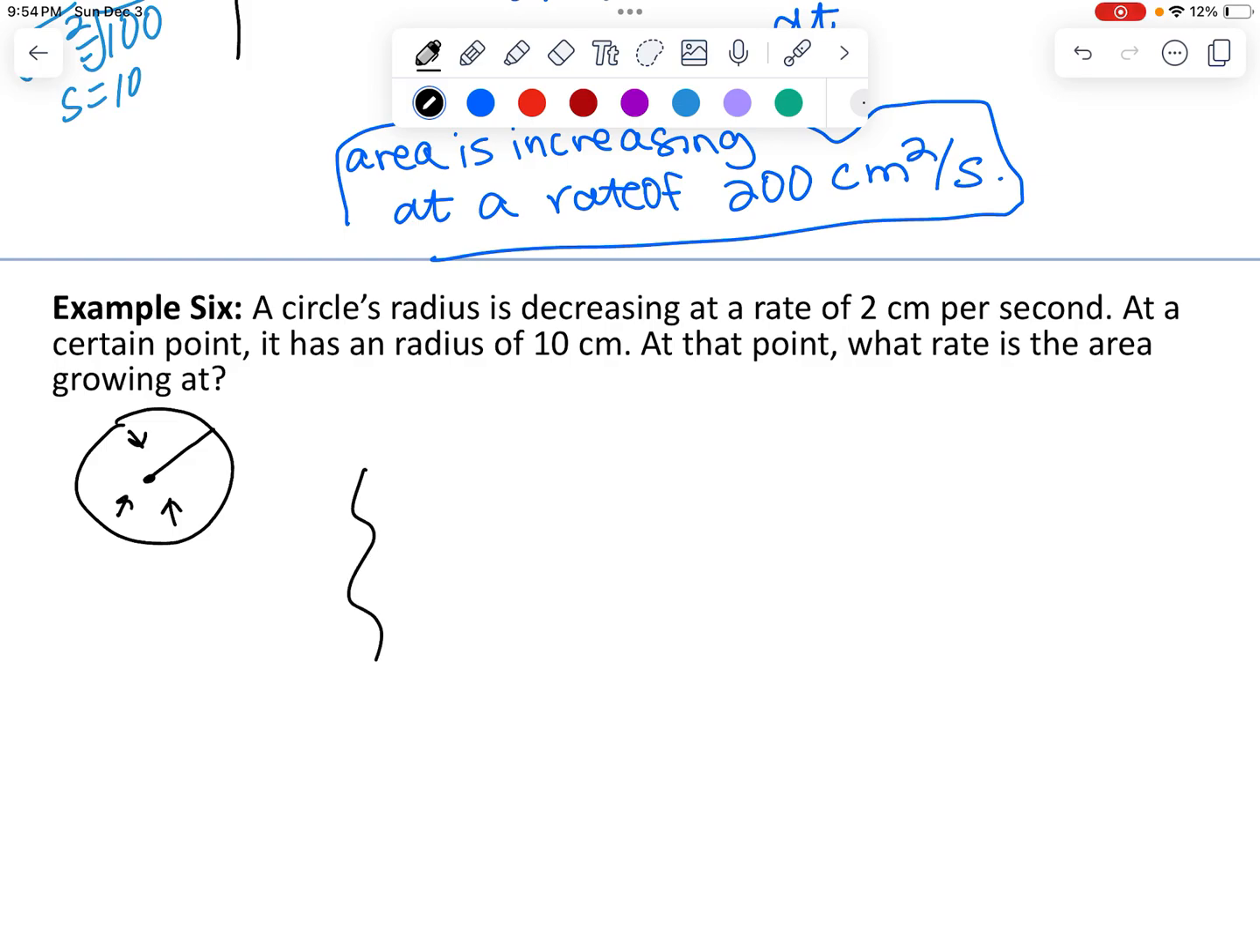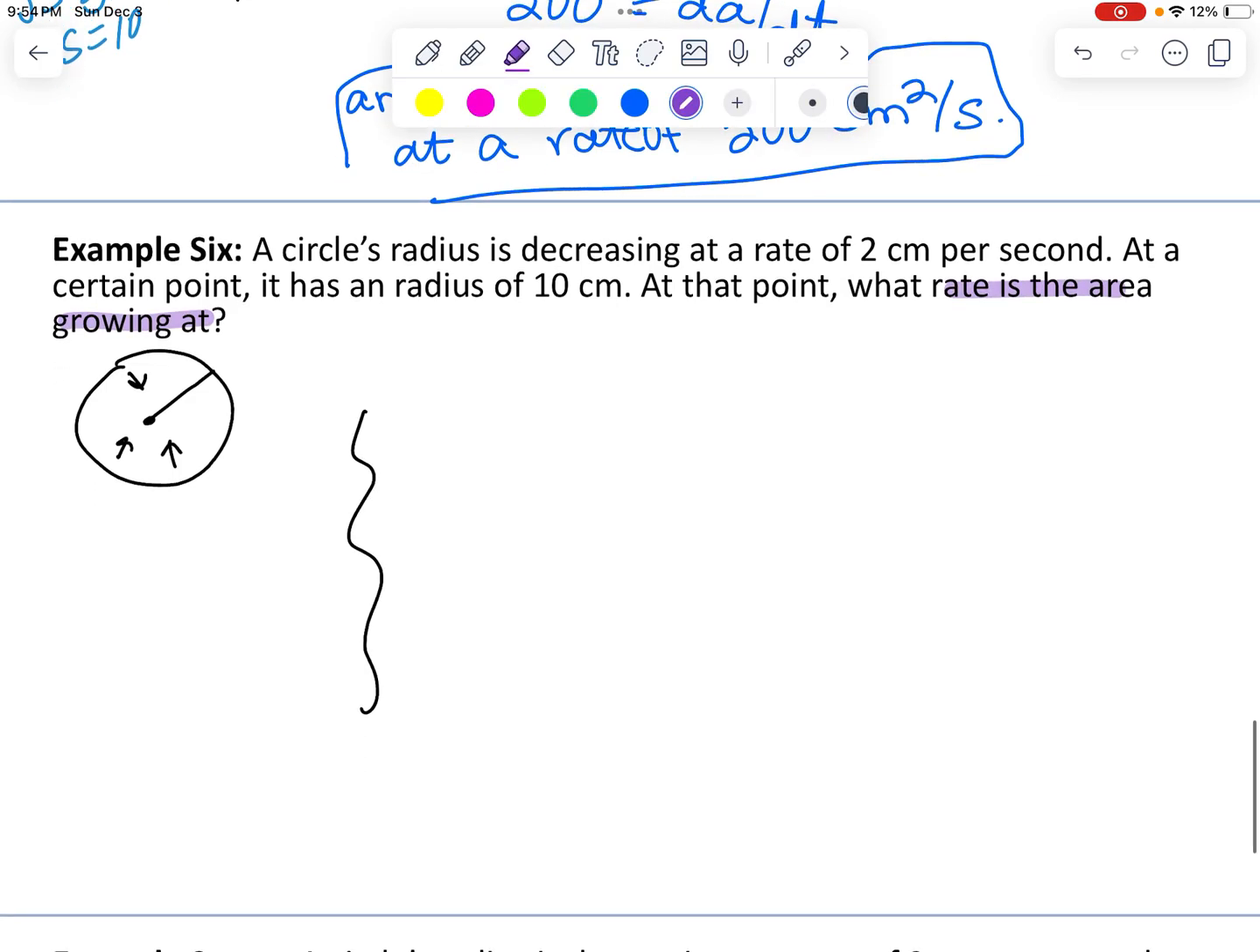So what we're concerned about, again, as in the last one, is what rate the area is growing at. So again, we're concerned about dA/dt for this problem. Reading back over, it says the circle's radius is decreasing, and it also talks about the area. The only formula we need to connect those two variables, the radius and the area, is the area formula of a circle, pi r squared, which equals the area. Let's look at what else I have.